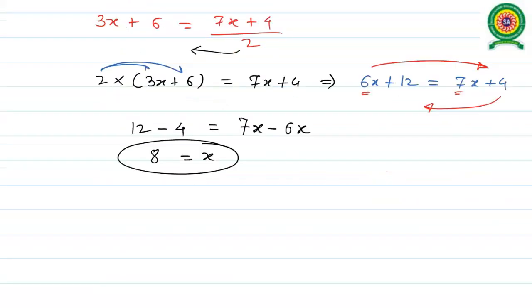Now what is meant by x? x is nothing but Rehana's present age. That means her present age is equal to 8 years. Hence we have completed our practice set 4.1. Thank you.